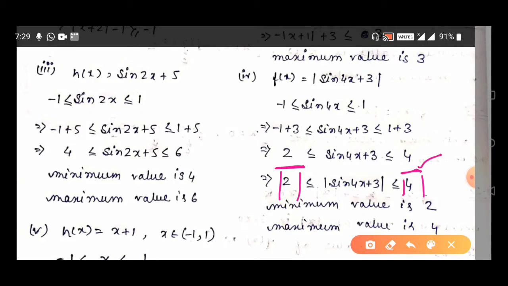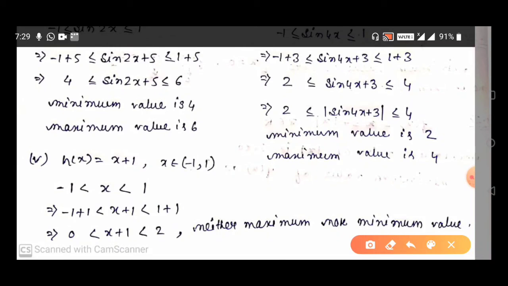So the value of the given function will be greater than or equal to 2. Whenever it is greater than or equal to 2, that means the value of the given function cannot be less than 2, so the minimum value is 2. And the value of the given function f(x) will be less than or equal to 4, cannot be greater than 4. Whenever it is less than or equal to 4, the given function will take maximum value up to 4. So the maximum value is 4.